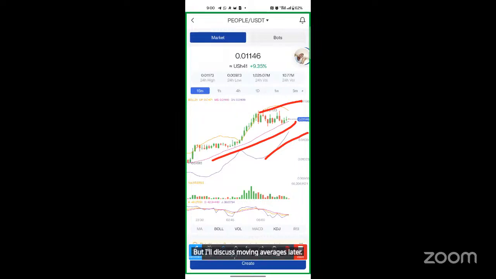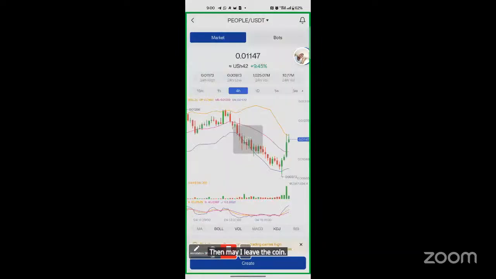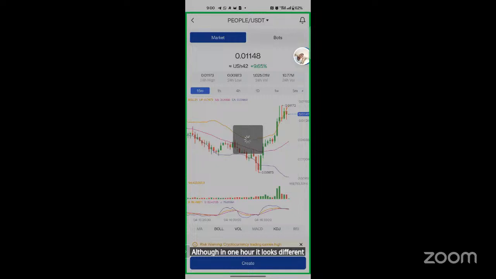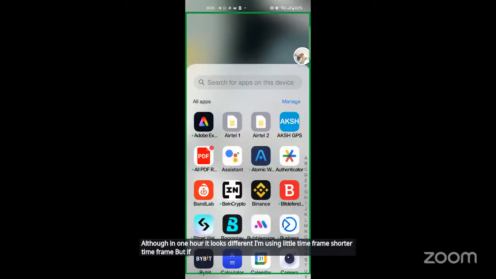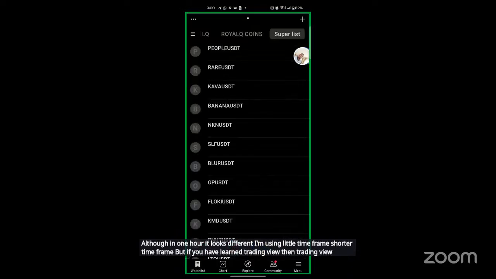Number two, since I don't control the market, I'll still have some margin calls to back me up. Then I leave the coin. Although in 1 hour it looks different, I'm using a shorter time frame. But if you have learned TradingView, then TradingView is very key.